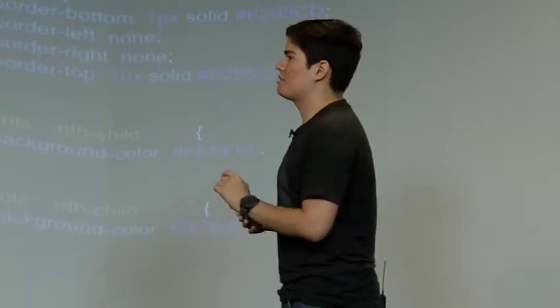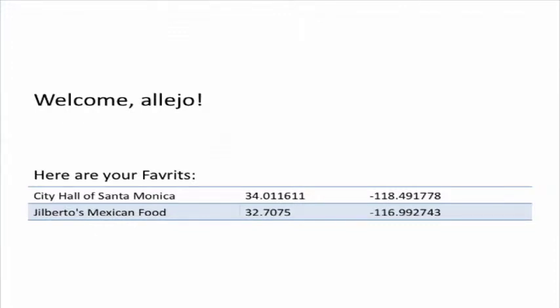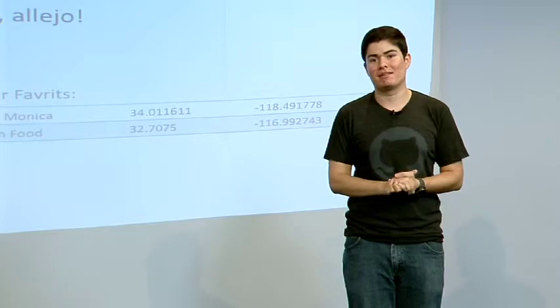And on the next slide, I'll show you what this basically creates. And it's just, as you can see, a list of all my favorite locations, so latitude and longitude coordinates, and it introduces me. And that's basically how you would build a website similar to Favorite.